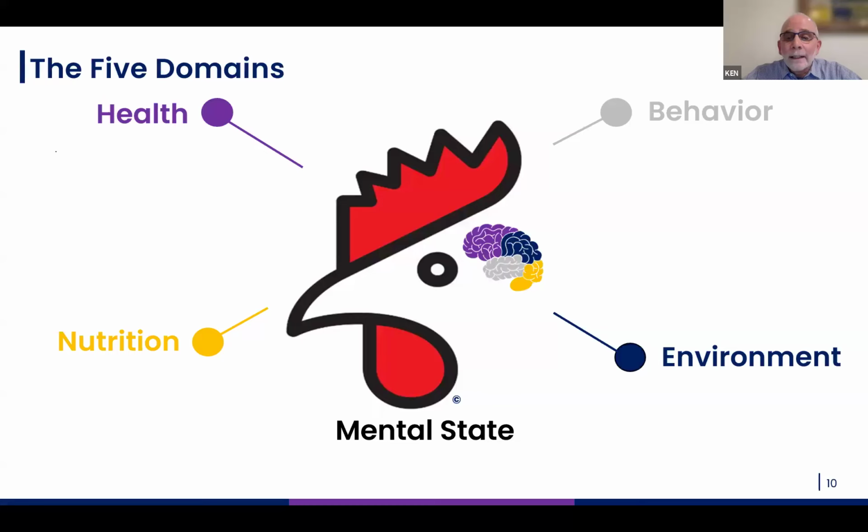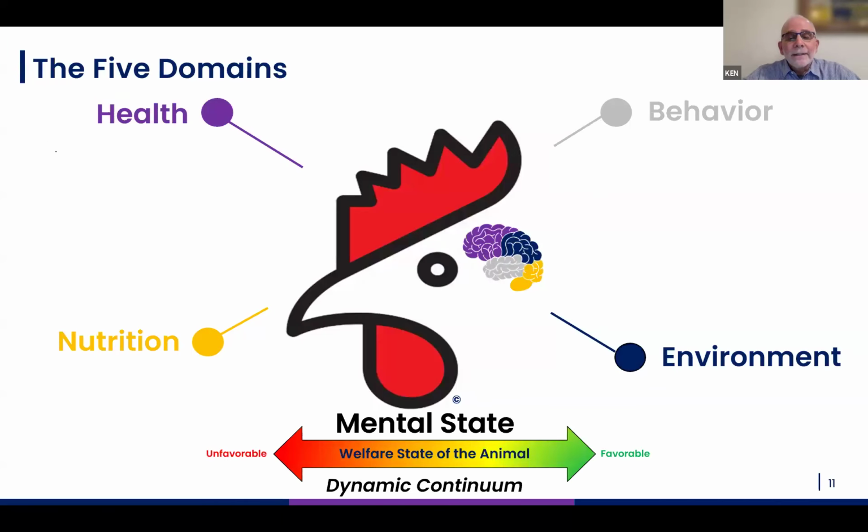So the 5th domain is perhaps the most important because it brings all of the positive and negative outcomes that the animals are experiencing in nutrition, health, behavior, and environment into that mental state, the 5th domain. So how the animal interacts and responds to its environment is the mental state, the welfare state of the animal. Okay, so that's the 5th domain.